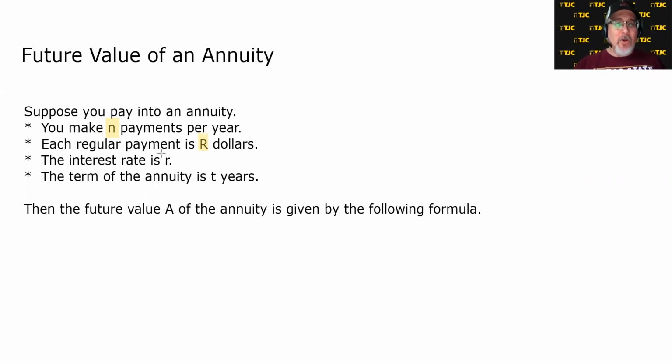The interest rate is still lowercase r, so here's where you have to be careful. This is usually not good form, but sometimes it's necessary in math problems to have a capital version of a letter and a lowercase version of a letter represent two different things. This is one of those cases. The term of the annuity is still T years. So we have number of payments per year, number of years, amount of the payment, and the interest rate. Then the future value A is given by the following formula.